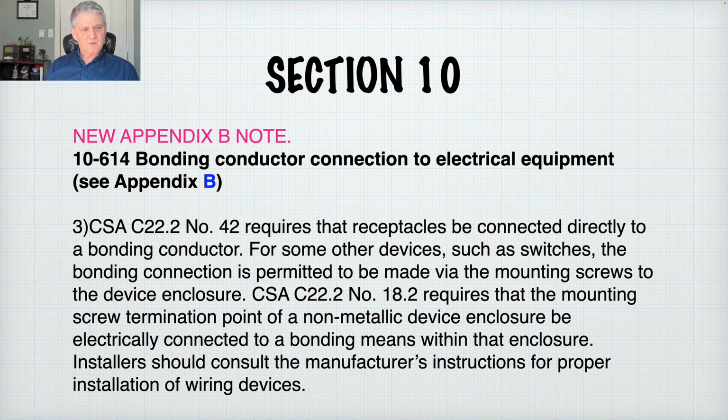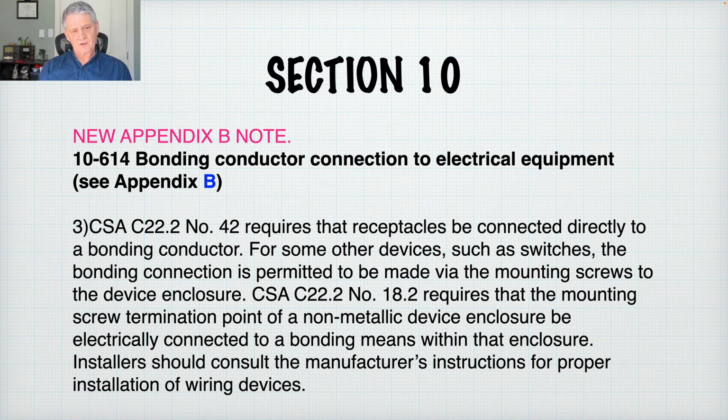CSA 22.2 number 42 requires that receptacles be connected directly to a bonding conductor. For some other devices, such as switches, the bonding connection is permitted to be made via the mounting screws to the device enclosure. CSA 22.2 number 18.2 requires that the mounting screw termination point of a non-metallic device enclosure be electrically connected by a bonding means within that enclosure. Installers should consult the manufacturer's instructions for proper installation of the wiring devices.